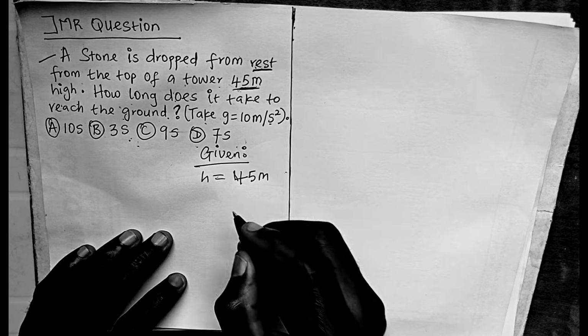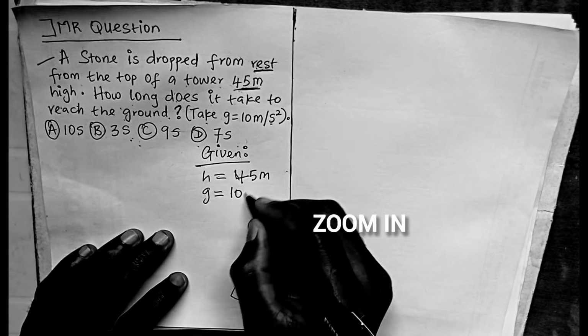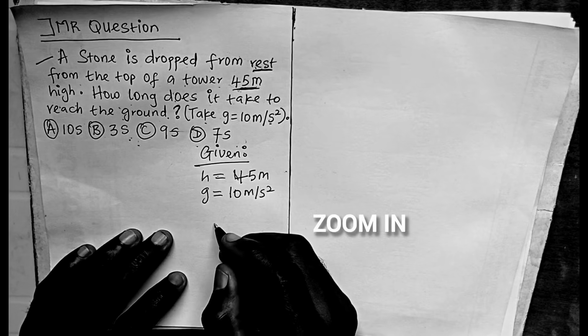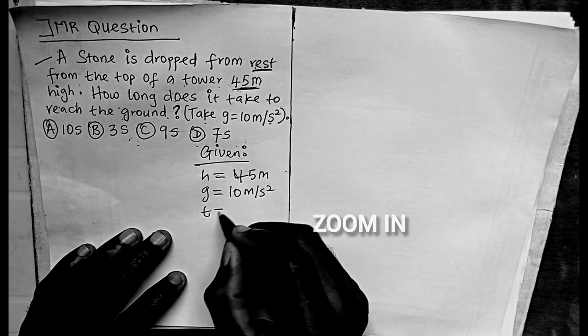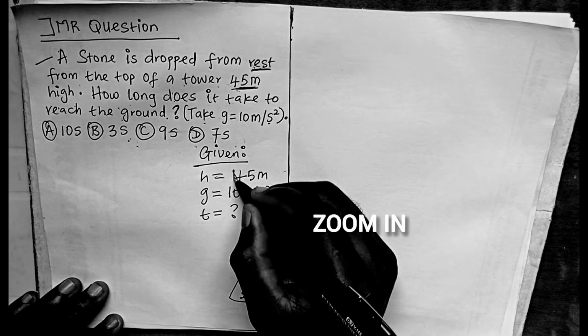They also gave us acceleration due to gravity, which is 10 meters per second squared. They didn't give us time. That is what they said we should look for. So time, question mark.